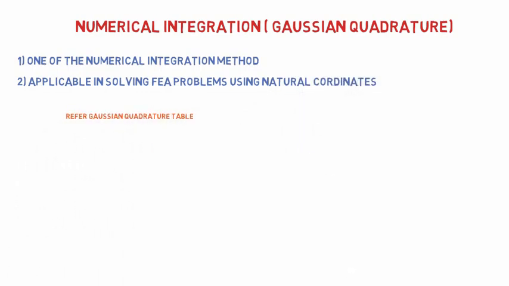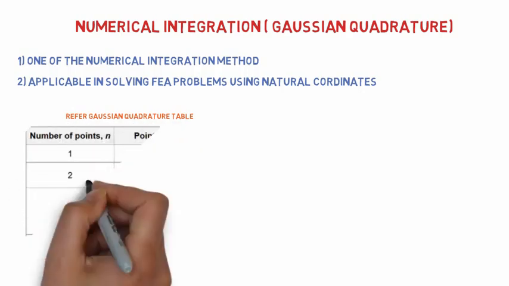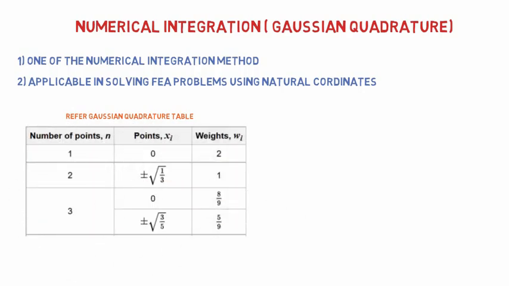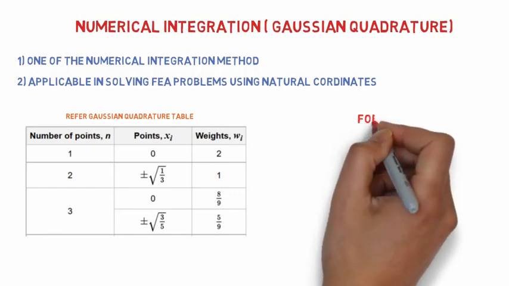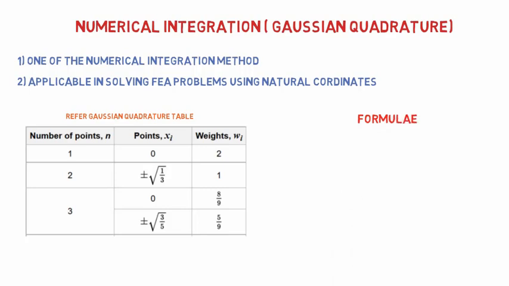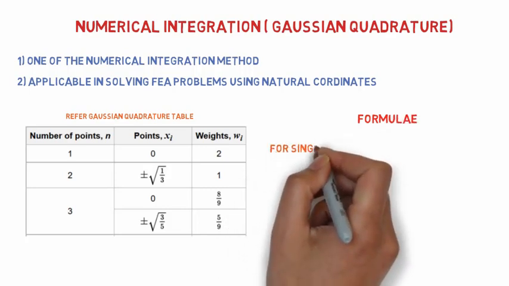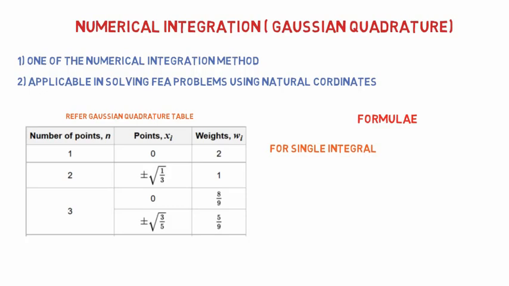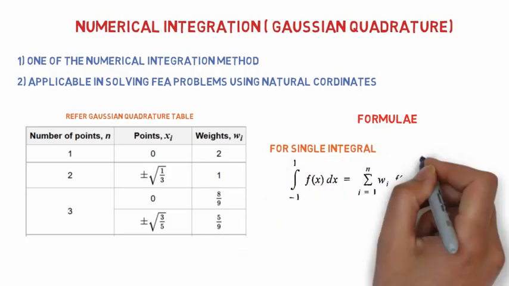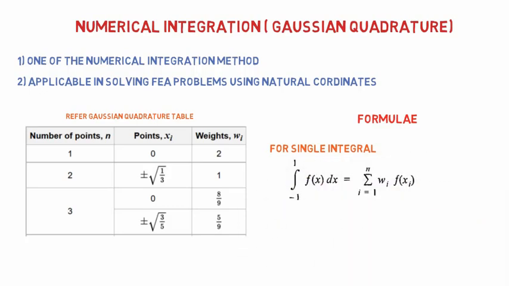For solving this problem, you have to refer to this Gaussian quadrature table. This is the table I mentioned here. This table consists of n number of Gaussian points, their respective location points, and also their weights. For solving this Gaussian quadrature problem, you have to remember two formulae. The first formula is for a single integral problem: the integral of f of x dx is equal to the summation of wi f of xi.